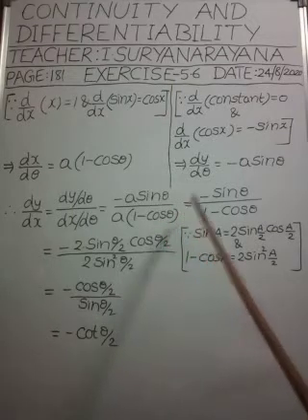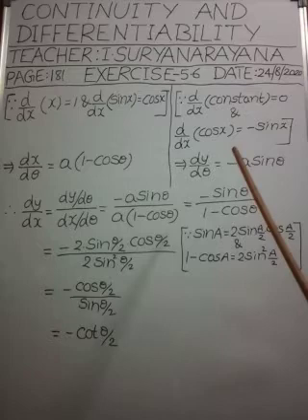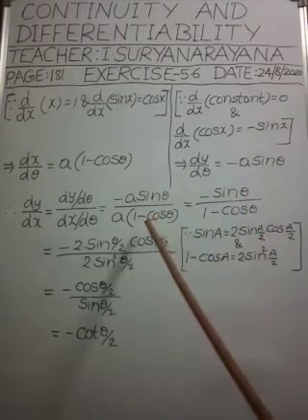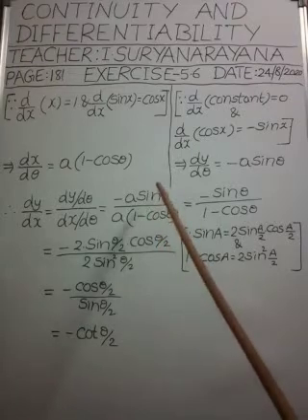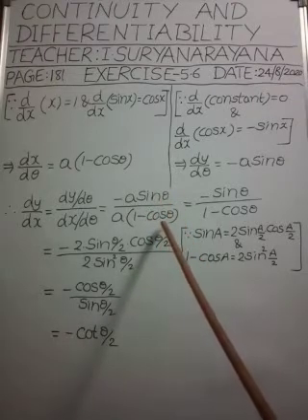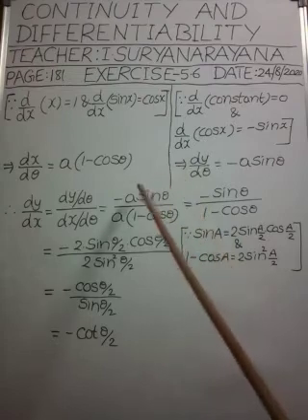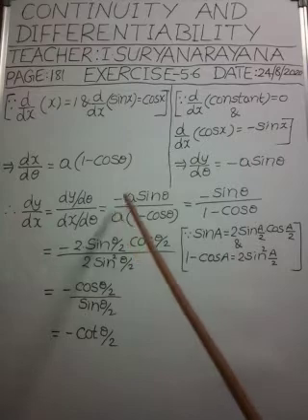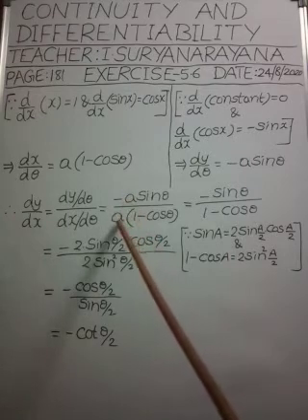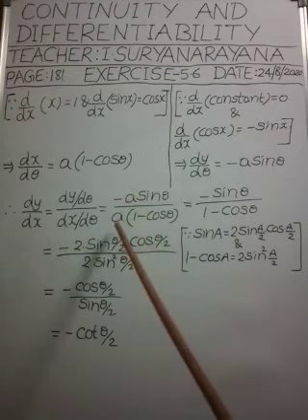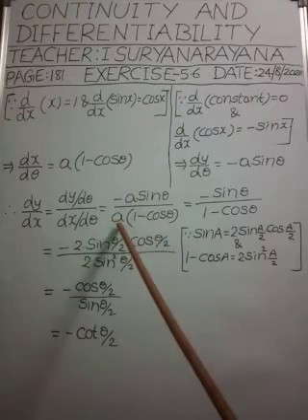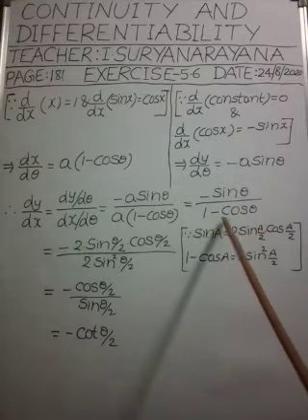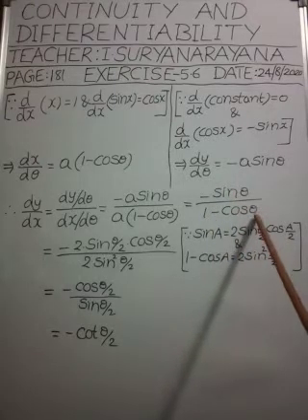Right. That is equal to, now simplification part is left. We substituted dy by d theta and dx by d theta in the numerator as well as in the denominator. Okay, my children. Right. Now if we observe here, a is the common factor, so we can strike out here, and here a is there, so we can strike out. After striking out the common factor a, what will you get here? Minus sin theta by 1 minus cos theta. Understood this step, my children?